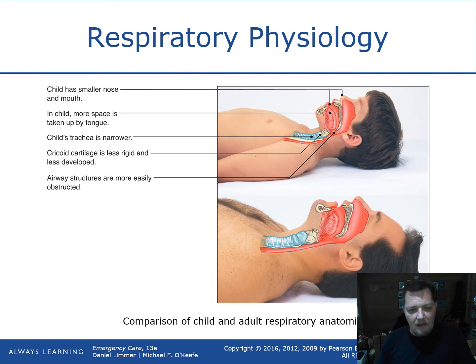Their trachea is narrower. Their cricoid cartilage, which is all this cartilage right here in the trachea, these white spaces in between the blue are all cartilage, and it's less rigid and less developed. And airway structures are more easily obstructed in children as well.